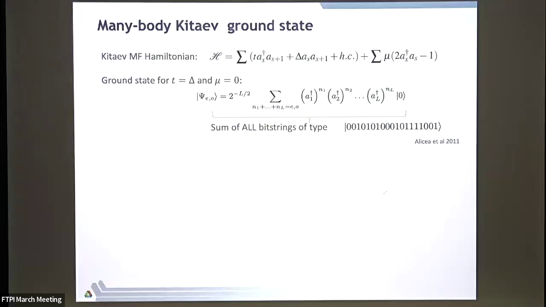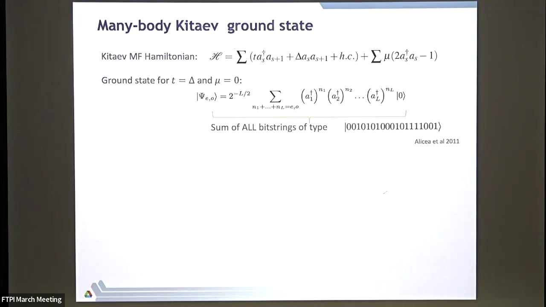It's literally a superposition of the states where we either create or do not create a particle on every site of the chain. So those n's can be either zeros or ones. Essentially, each term in the sum is coded by a bit string, and the Kitaev wave function is just the sum over all the bit strings with equal weights.